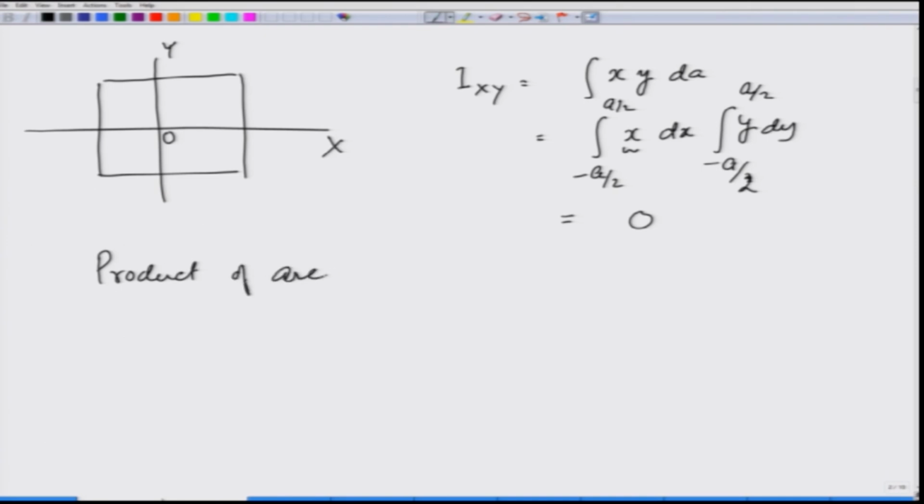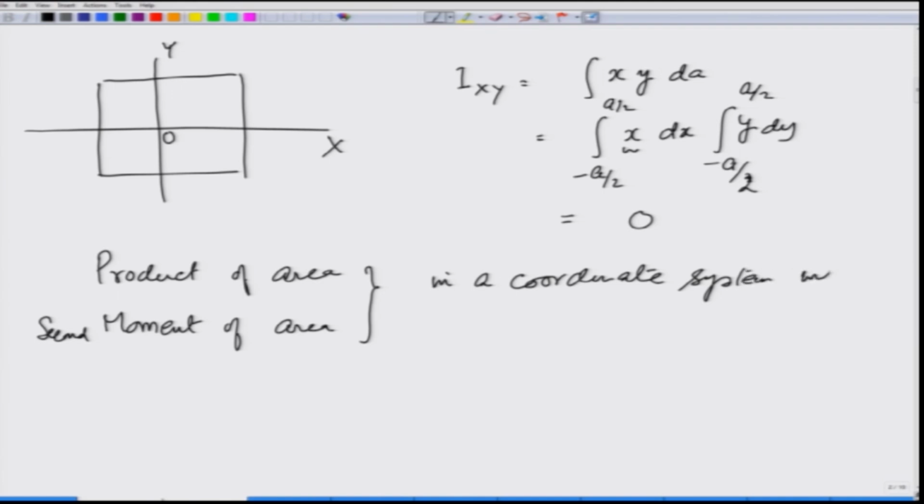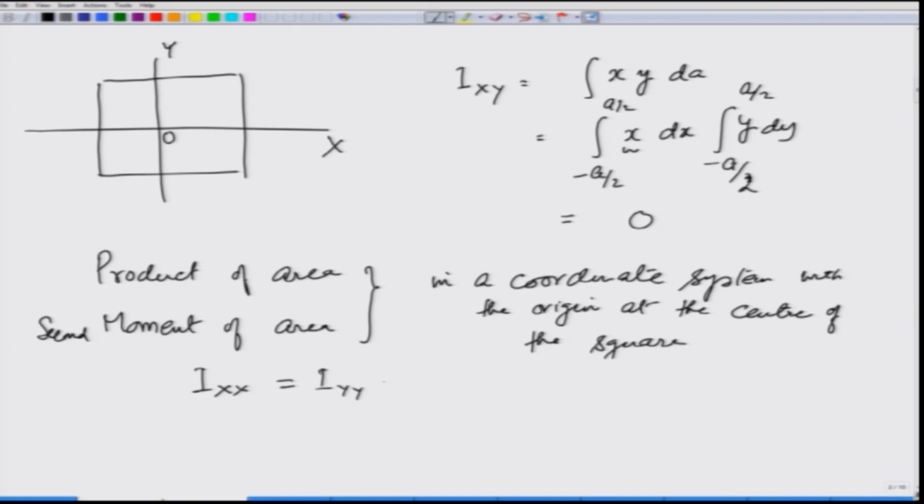So, for a square, if I calculate the product of area and the second moment of area, in a coordinate system with the origin at the center of the square, we get Ixx equals Iyy equals a to the 4 over 12 and Ixy to be 0.